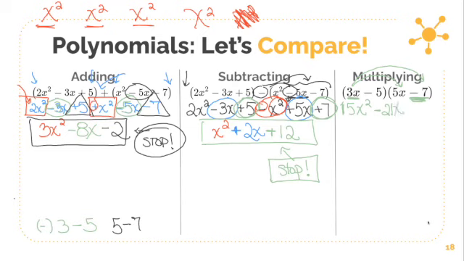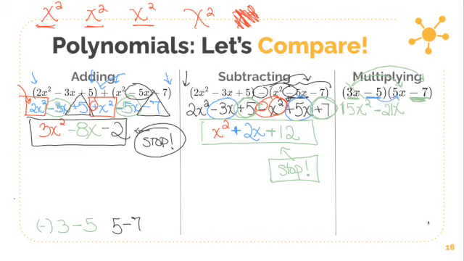Now I'm done passing out the first term, but remember, everything in the first parentheses has to multiply with everything in the second parentheses. Let's pick up my next term in the parentheses, a negative 5, and pass that out as well. Negative 5 times 5x.